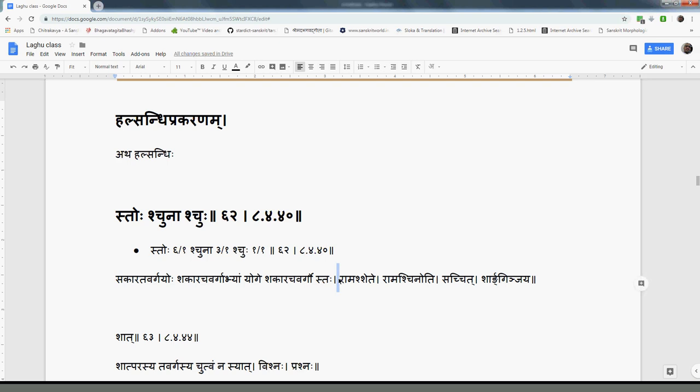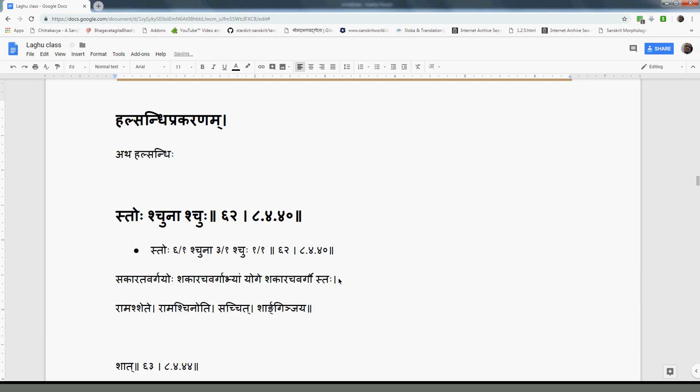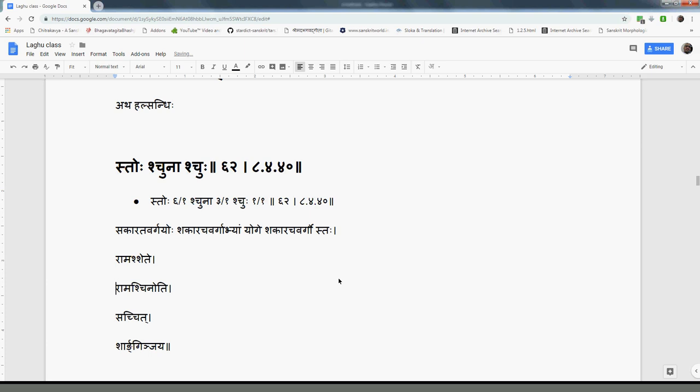Examples given are Ramashete, Ramaschinoti, Sachit and Sharanginjayaha. Sharanginjaya, not Jayaha, Jaya. What is this example? Ramashete.